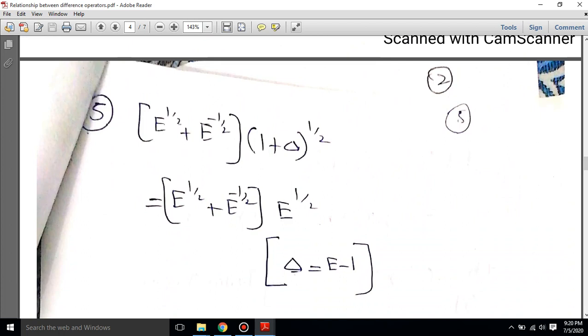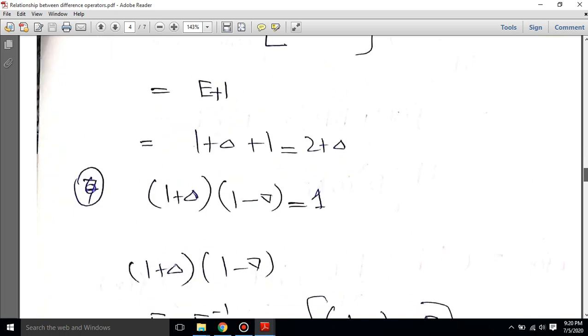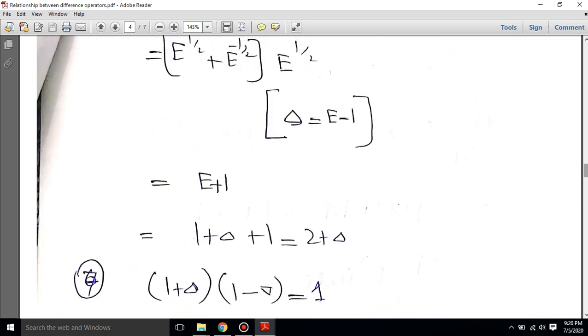Now see here, using the definition of the forward difference operator, delta is equal to E minus 1. So what we have done here, using this definition, we have written this thing. Again, when you add this one with this one, that will be equal to E plus 1 here. Moving further, delta will be equal to E minus 1, then we have 1 plus delta, that will be equal to 2 plus delta here.